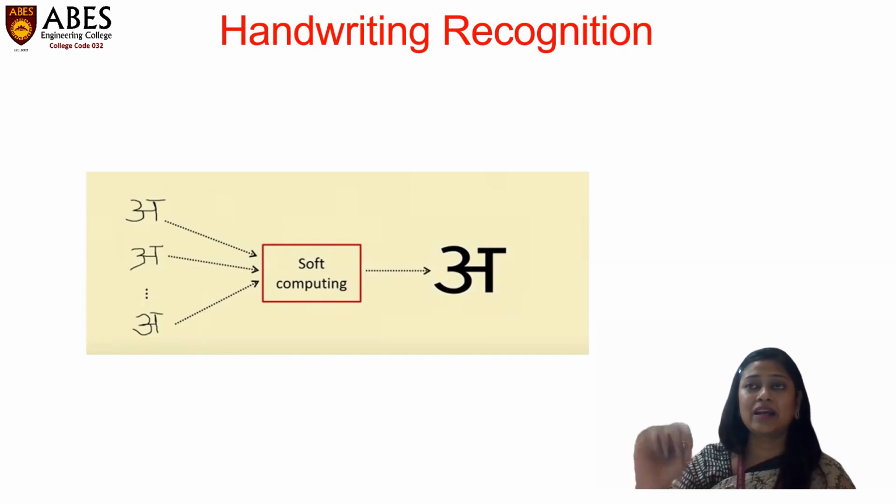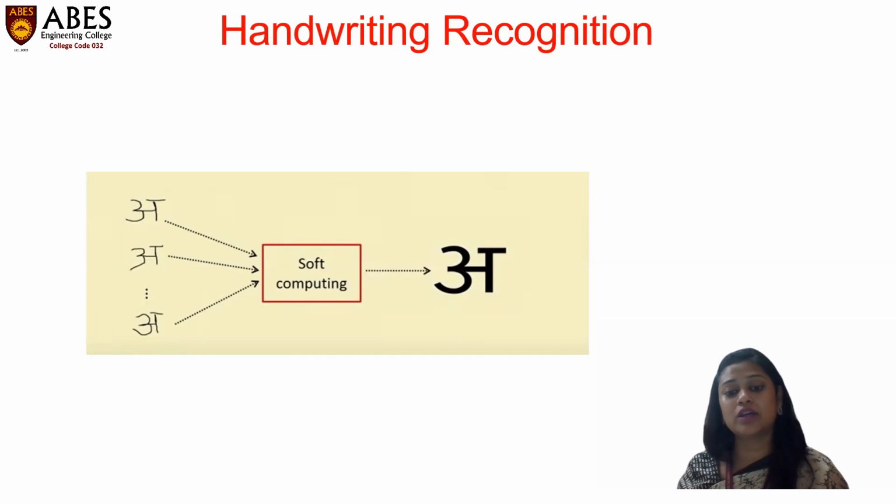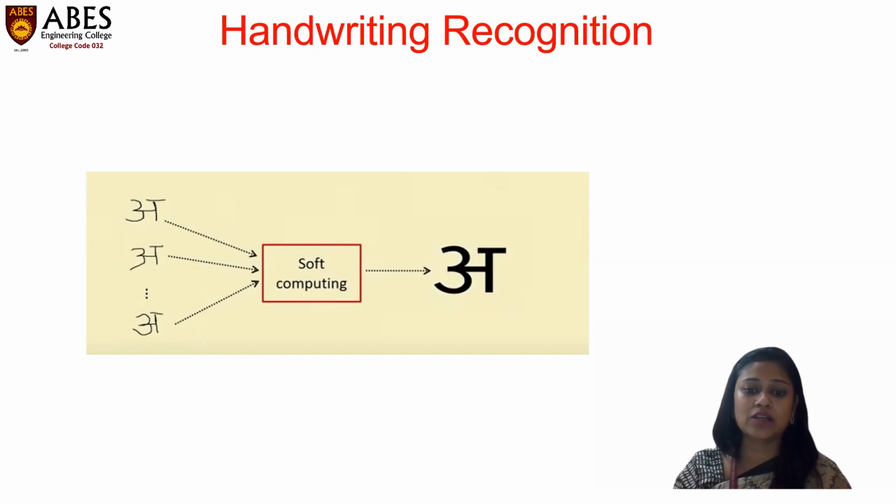If I'm writing A in cursive, or A in italic, my soft computing is now trained and knows that if it is any one of these, it should be read or written as A. So we can do handwriting recognition as well.